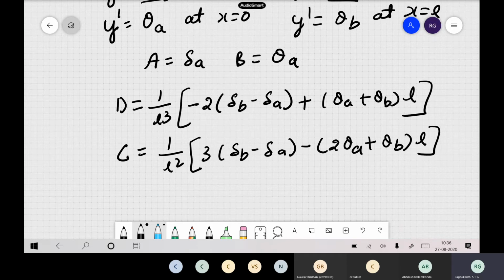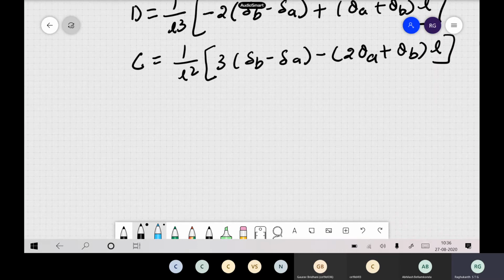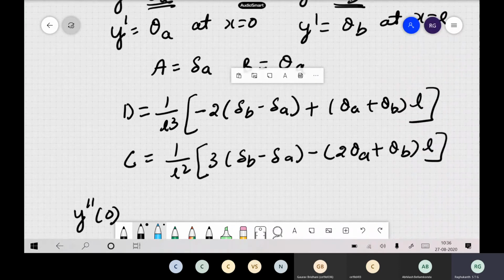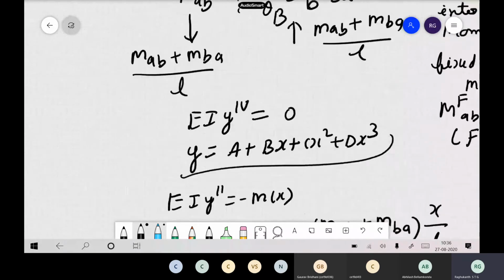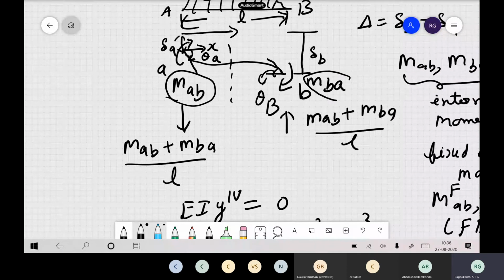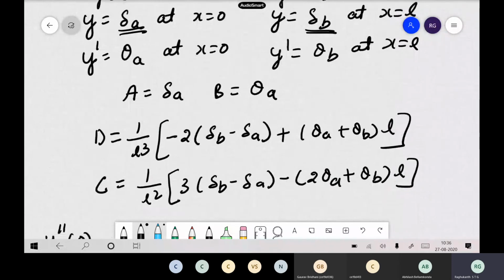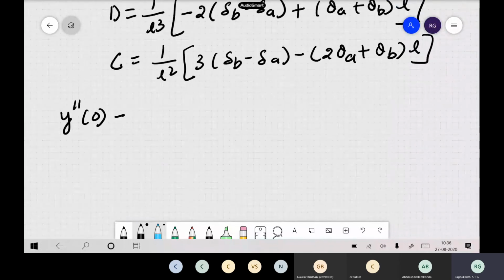Now we have our natural boundary conditions also. If you take y dash at 0, what's the bending moment here? At x equal to 0, the bending moment is MAB. At x equal to L, the bending moment is MBA. Now to derive our slope deflection, we use these expressions. So y dash at 0 is minus MAB by EI.